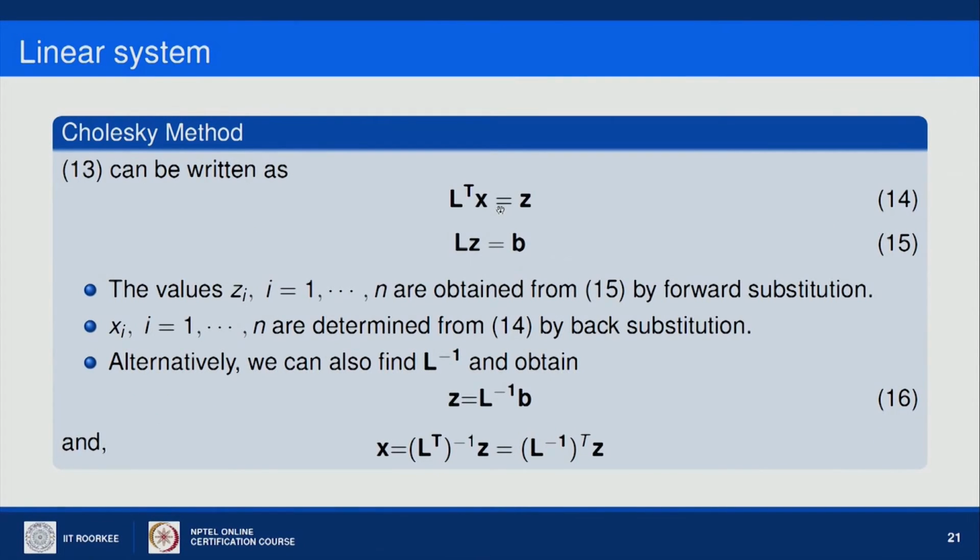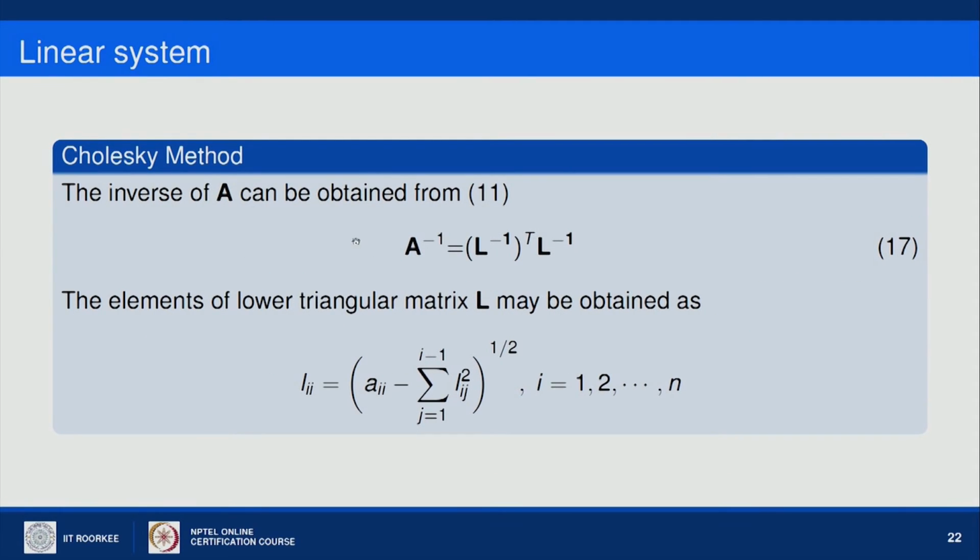Just assume L transpose x equals Z. So, this will give Lz equals B. From here you will calculate Z and then substitute back the value of Z to find x. If L is non-singular, you can calculate Z as L inverse B and then finally x as L transpose inverse Z, that is, L inverse transpose Z. Similarly, you can use the Cholesky method to find the inverse of a matrix. So, A inverse is given by L inverse transpose into L inverse.